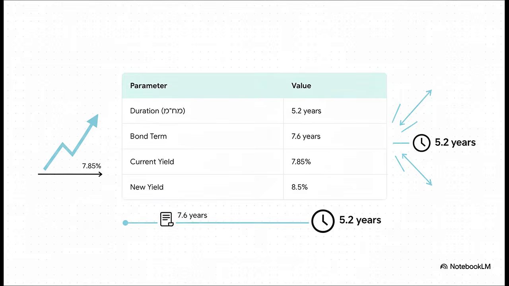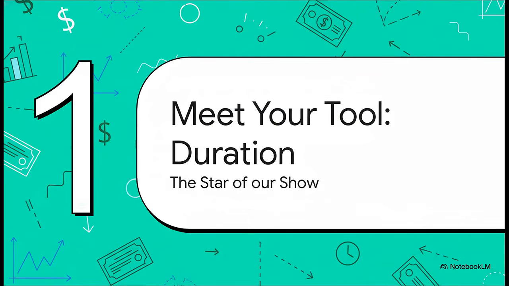All right. First things first, let's lay out all the facts. We know the yield is moving from 7.85% up to 8.5%. We also see the bond's term is 7.6 years, but, and this is the key, the most important number for our little shortcut is the duration, which is 5.2 years. Seriously, this one number is the only tool we're going to need to solve this whole puzzle. So what is this thing that's going to make it all so easy? Well, let's meet our new best friend, duration.